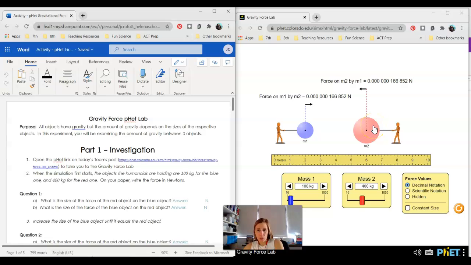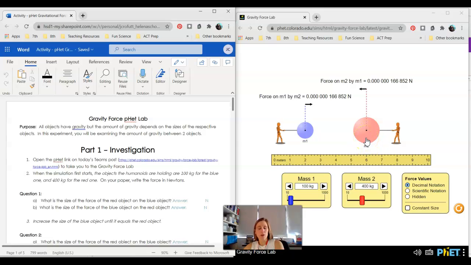Okay, so you should have said the red object because it has a higher mass. But what you notice is up here, this tells you the amount of force. If the red object has a larger mass and therefore a larger gravity, why are these 2 numbers the same? Why is the force of this red object on the blue object the same as the force of the blue object on the red object?